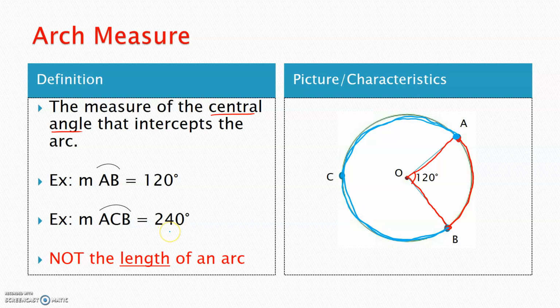And how did they get 240? Well, don't forget, yesterday we were talking about how many degrees are inside a circle. There's 360 degrees. Well, if 120 is already taken up by the minor arc, then 360 minus 120 is going to be 240 degrees. So there's 240 degrees holding up that blue arc. And again, it's not the length, guys. Please don't confuse it with that. You're not sitting here measuring the blue line all the way around.